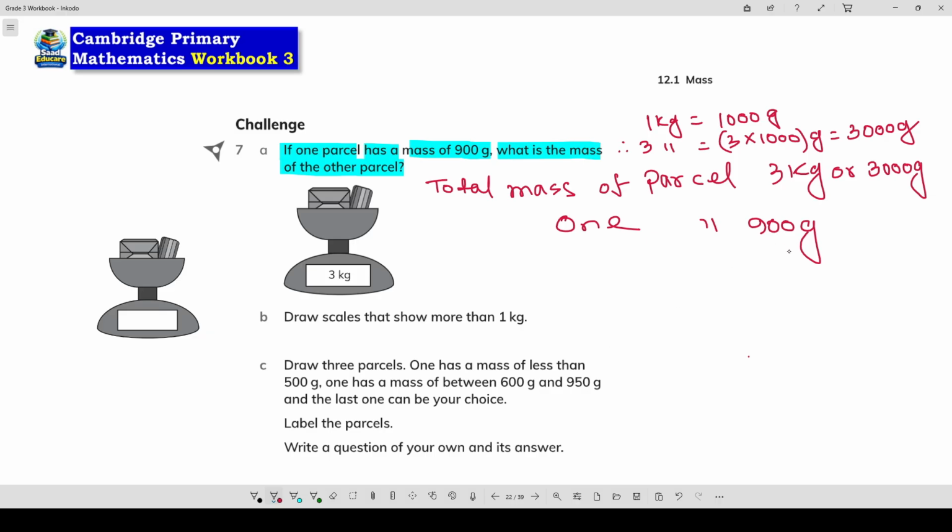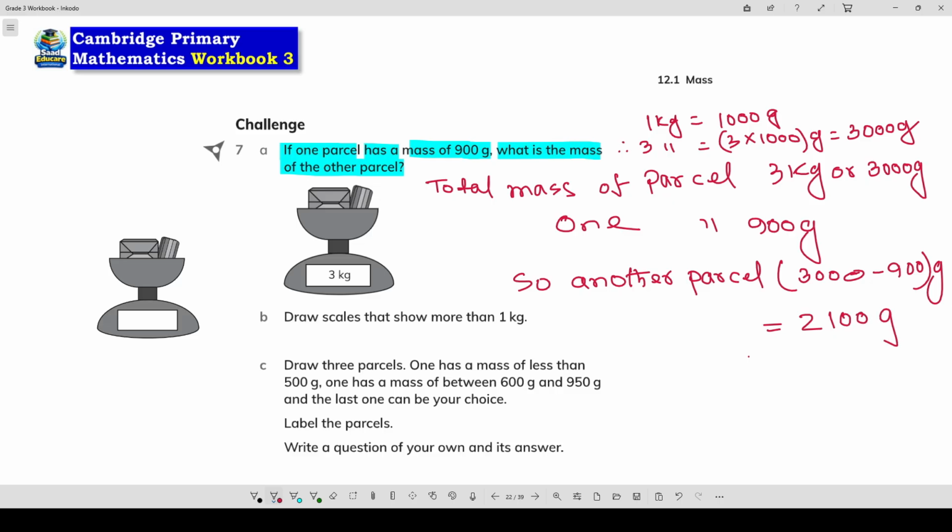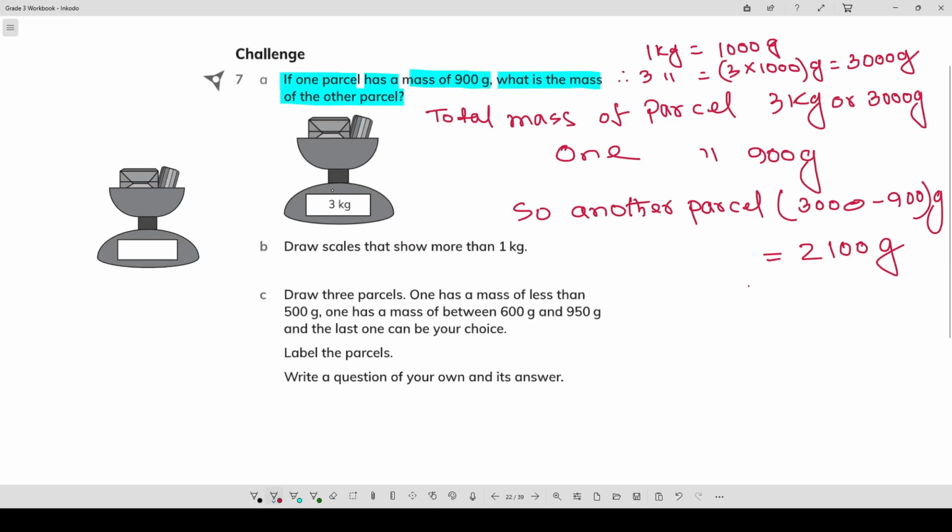Okay, so one parcel is 900 gram. So what is the mass of the other parcel? Another parcel will be 3000 minus 900 gram. So what will be the answer? It should be 2100 gram, right? So question A of 7 is done.